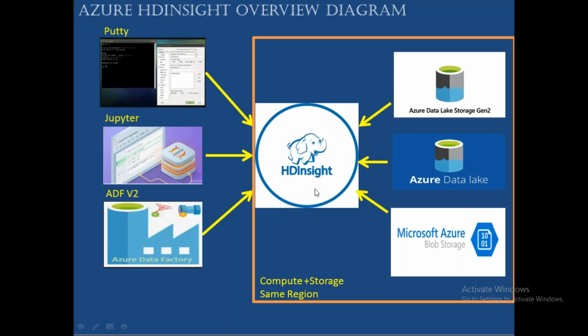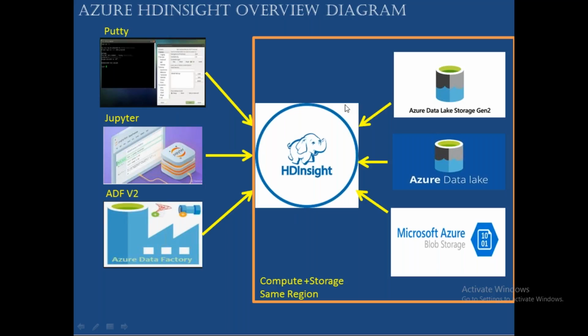When you are creating Azure HDInsight, you need to tell it which storages are going to maintain the backend data. So you need to attach these storages when you are creating Azure HDInsight. If I attach Data Lake Storage Gen 2, then I can read only data from Data Lake Storage Gen 2. If I attach a Blob Storage, I can read data only from Blob Storage.